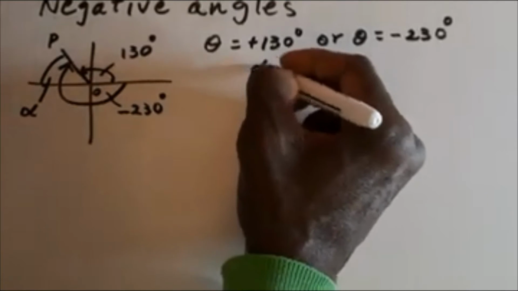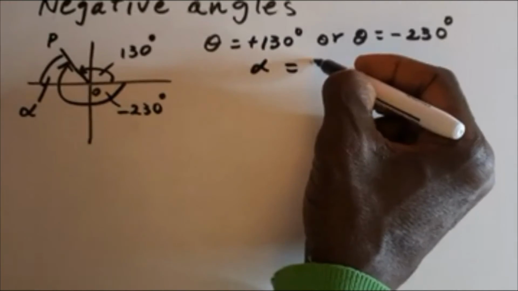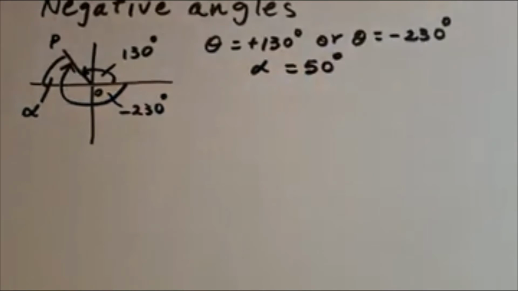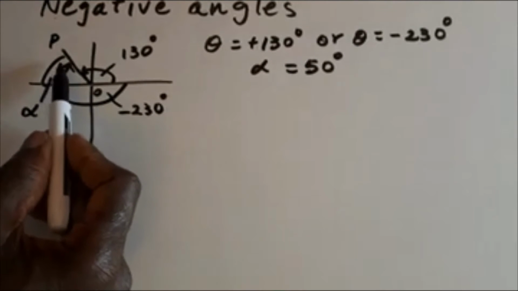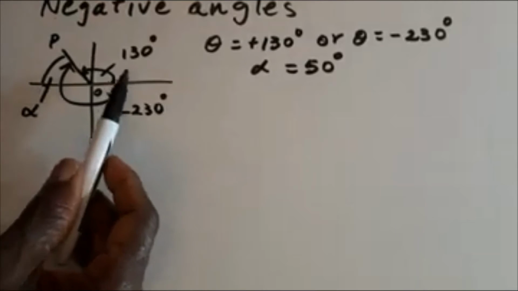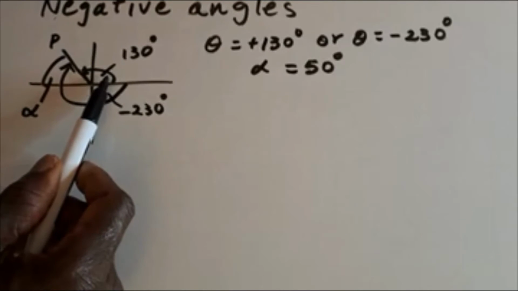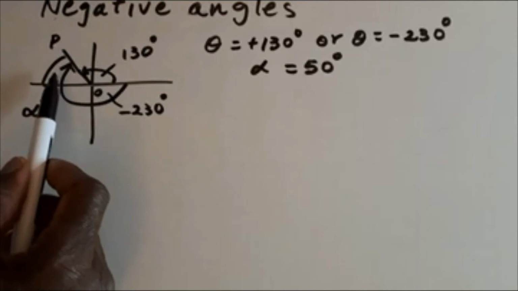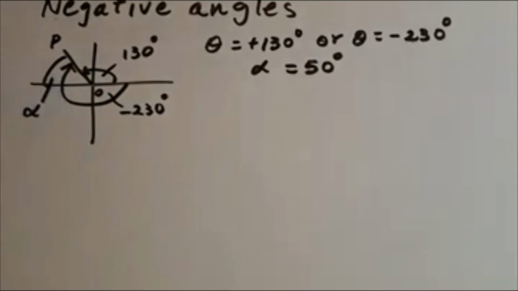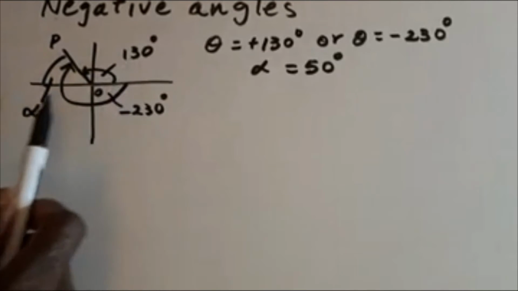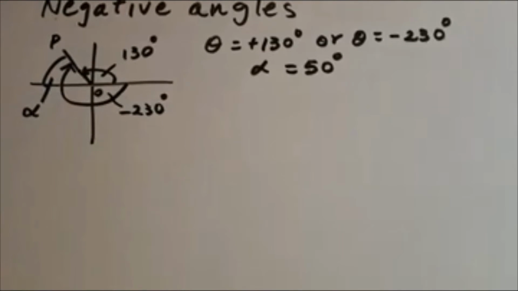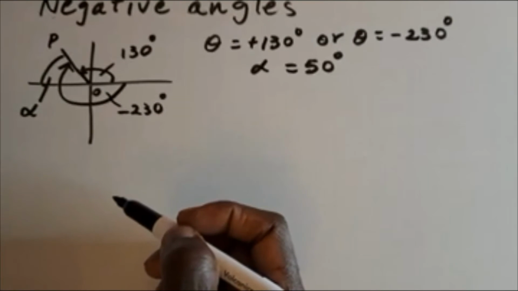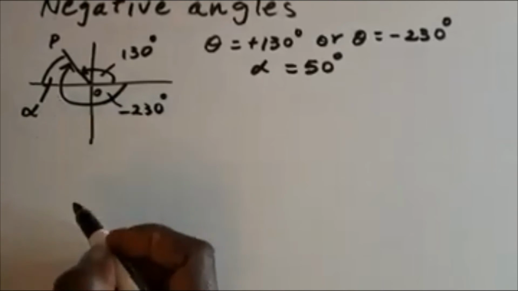But alpha is 50 degrees. So this angle here, remember, this angle added to this angle here, theta, theta added to alpha must be equal to 180. If we have 130 here, alpha must be 50. So for both of these, alpha is 50 degrees, as you can see here.